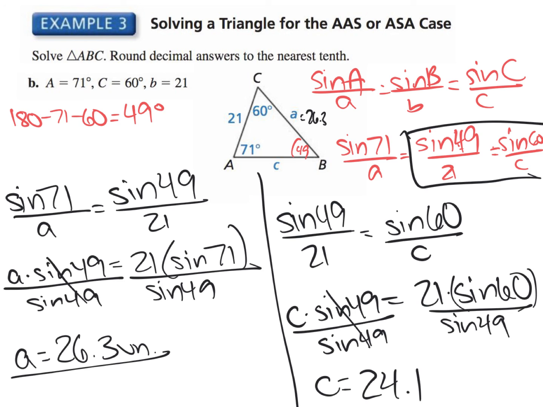Make sure to round to the nearest tenth. It is labeled as that. And these are also units. And now you have found all three missing pieces in order to solve for the triangle of ABC.